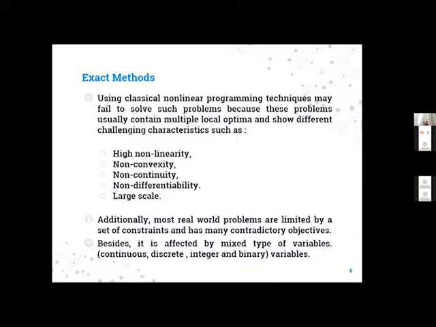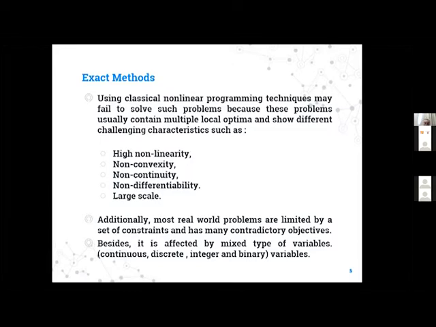First of all, what is the meaning of exact methods? Exact methods means using classical nonlinear programming or linear programming techniques to solve such problems. However, these techniques may fail to solve such problems because these problems usually contain multiple local optima and also show different challenging characteristics such as high nonlinearity, non-convexity, non-continuity, non-differentiability, and large scale.